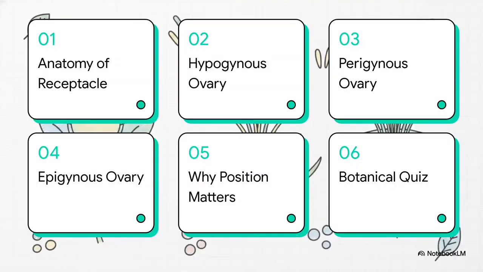Here's what we're looking at today. 1. The anatomy of the receptacle. 2. Hypogynous, the superior ovary. 3. Perigynous, the half-inferior ovary. 4. Epigynous, the inferior ovary. 5. Why ovary position matters. And finally, 6. We'll test your botanical knowledge.